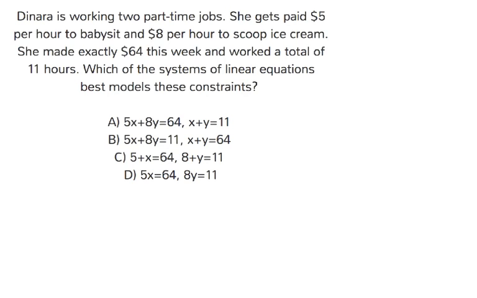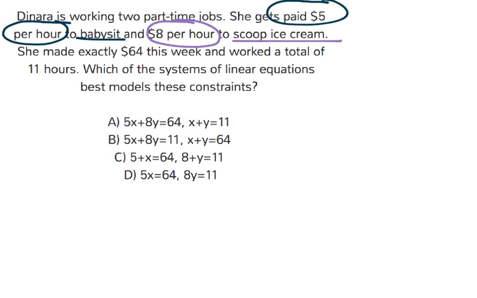This question says that Dinara is working 2 part-time jobs. She gets paid $5 per hour to babysit and $8 per hour to scoop ice cream. She made exactly $64 this week and worked a total of 11 hours. All right, so we have some constraints.